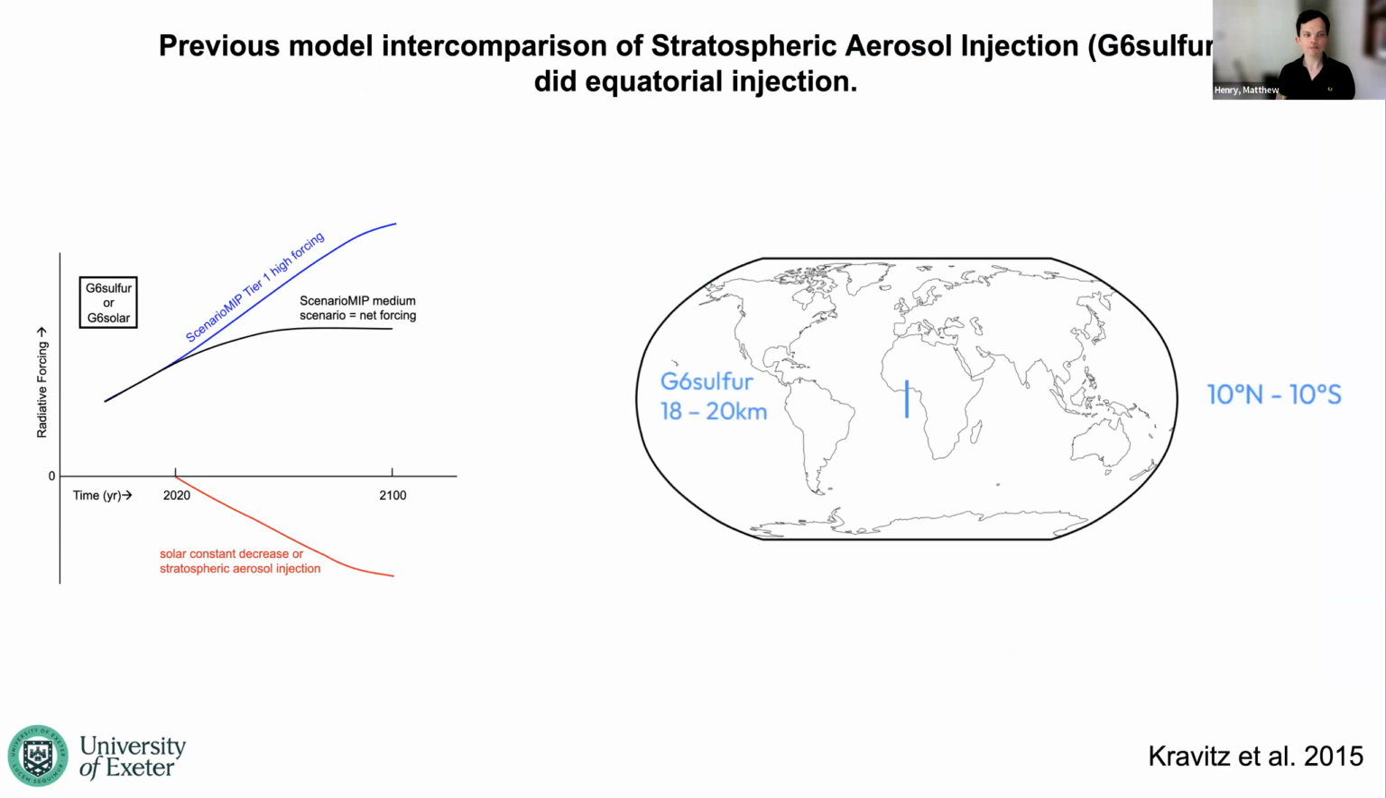So there have been some previous model intercomparisons of doing stratospheric aerosol injection, but they mainly used equatorial injection, so they injected either at the equator or between 10 north and 10 south. And they went from a high greenhouse gas forcing scenario, and used stratospheric aerosols to bring it down to medium.